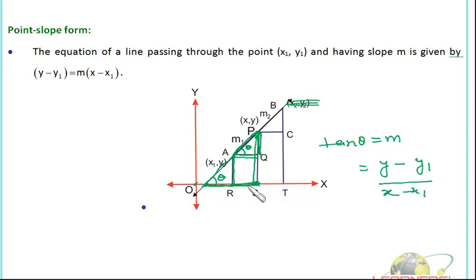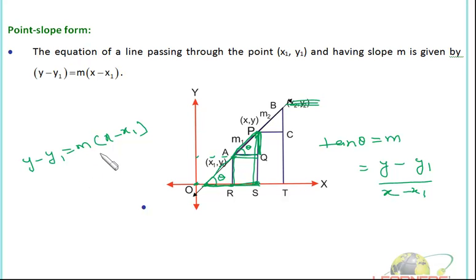Similarly the total length from this point to this point is actually x. Okay, from that if we deduct this length, that is x1, so x minus x1. So m is equal to (y minus y1) upon (x minus x1), or we can say y minus y1 is equal to m(x minus x1), right? So if you know the slope of the line and the line is passing through point (x1, y1), you can make the equation of the line, right? So that is the point slope form.